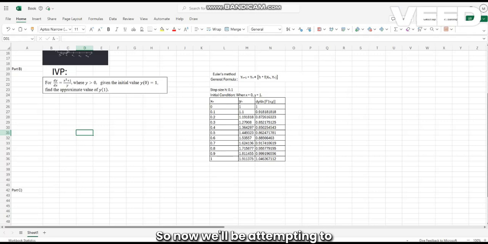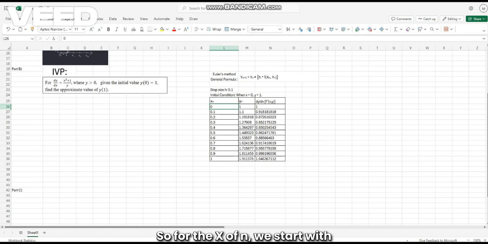So now we will be attempting to solve the IVP, or approximate the IVP, using Euler's method. Our goal is to find the approximate value of y when x equals 1. I have three columns here: x of n, y of n, and dy/dx, or f prime xy. For the x of n, we start with the initial condition when x is 0, and we increase by a step size of 0.1 all the way until x is 1.